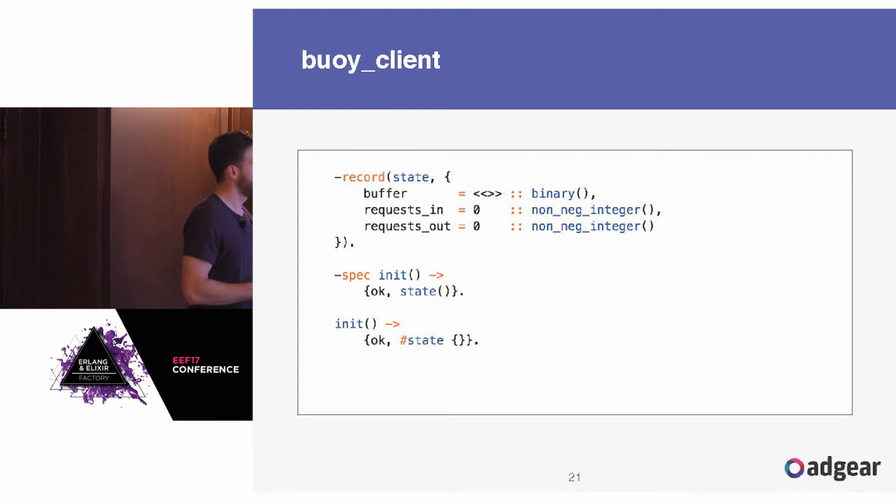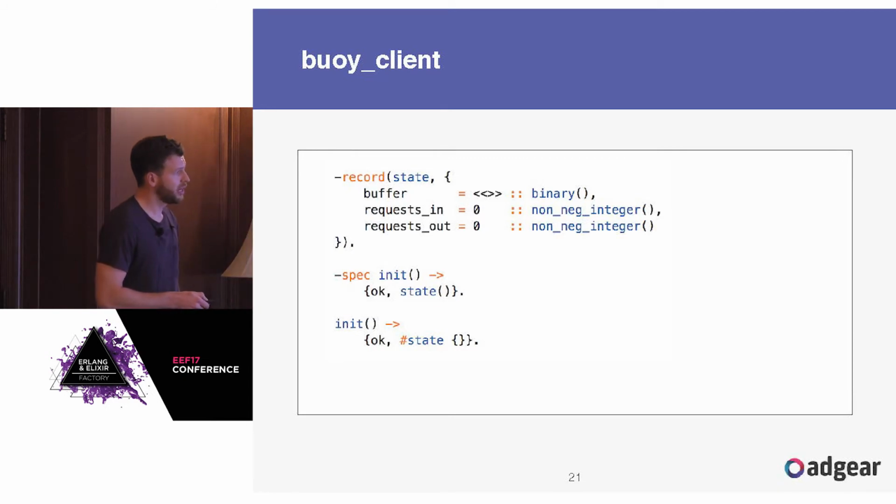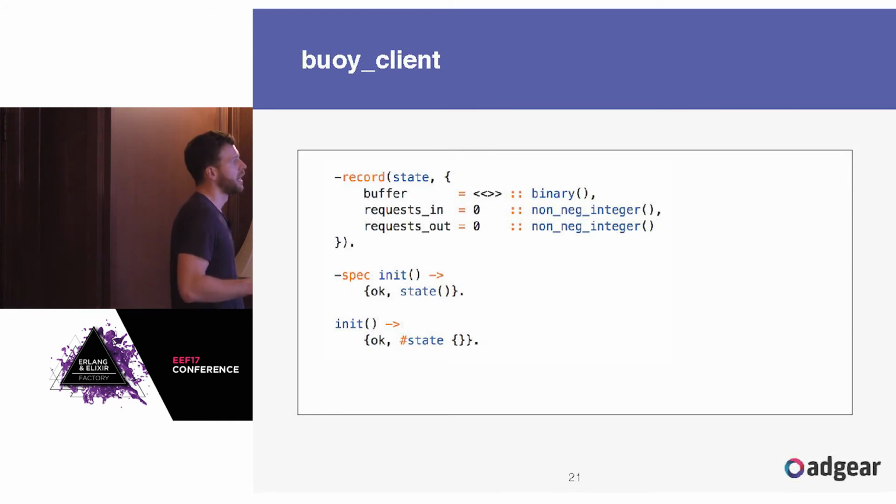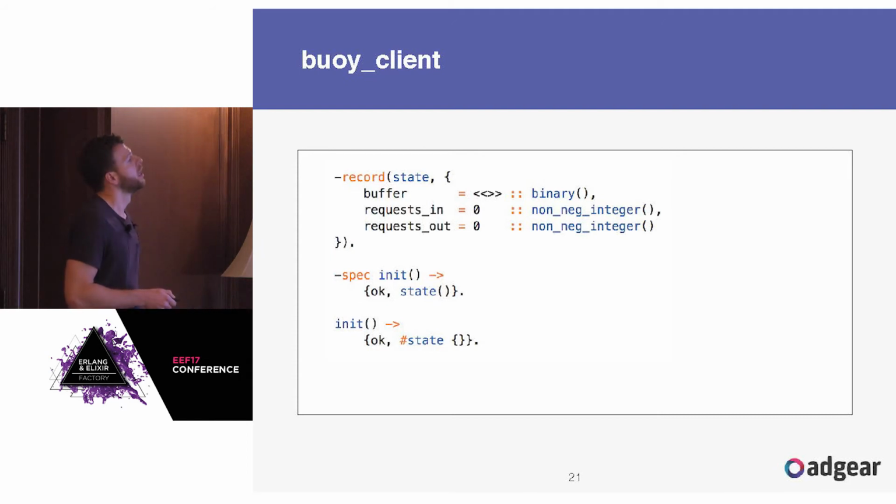For Buoy, it's fairly simple. Init just creates a new state. In the state, what we have is a buffer. It's just a binary buffer because often HTTP requests will span multiple TCP packets. So we need to buffer in case it doesn't fit in one. And then we keep two counters, requests in and requests out. These are used to match the request with the response for the callee.